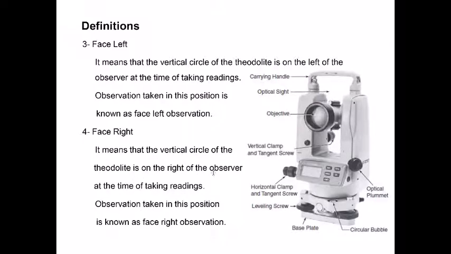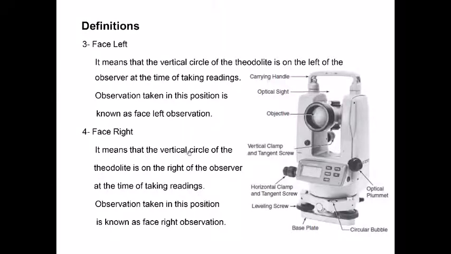So that means you are using the face right when the vertical circle of the theodolite is on the right side of the observer. And when you transit your telescope, that means you rotate the telescope by 180 degrees. Now the objective gets on the other side, and the eyepiece is over here. The observer would move around and come in this position, and now the observer would be looking in the other direction. And now the same vertical circle is on his left side. So that means now we are in a face left position, when the vertical circle of the theodolite is on the left side of the observer.